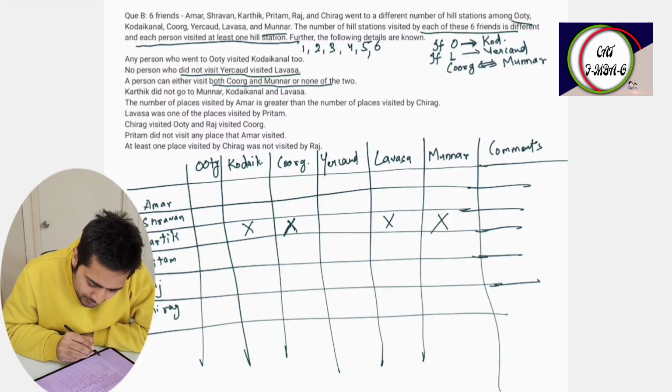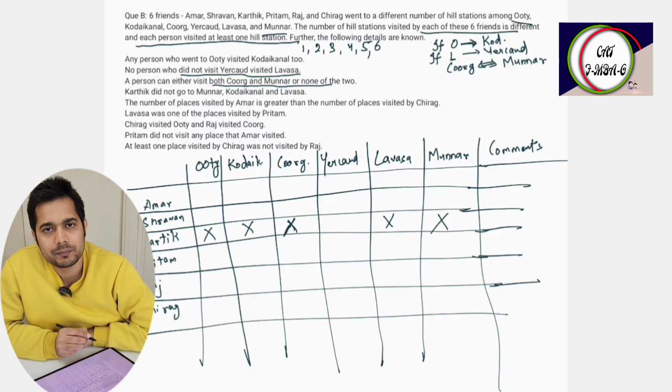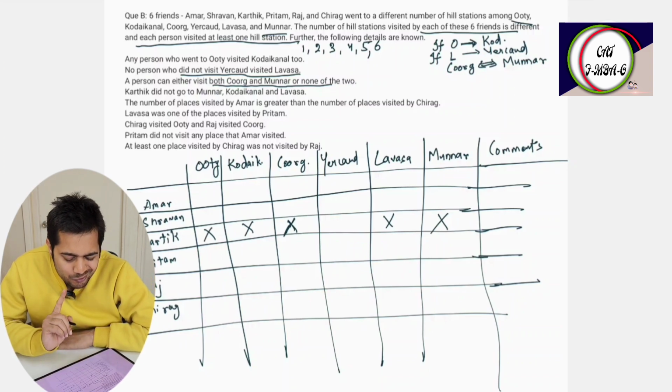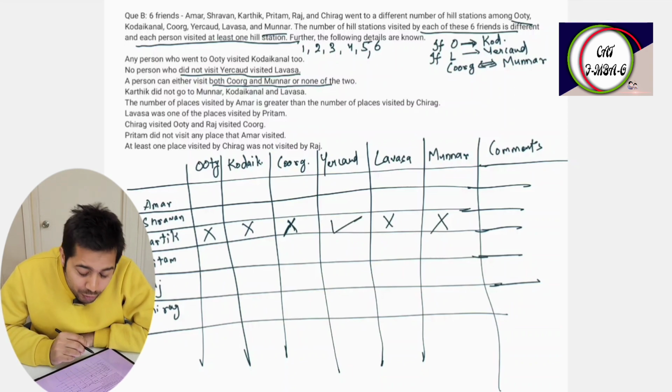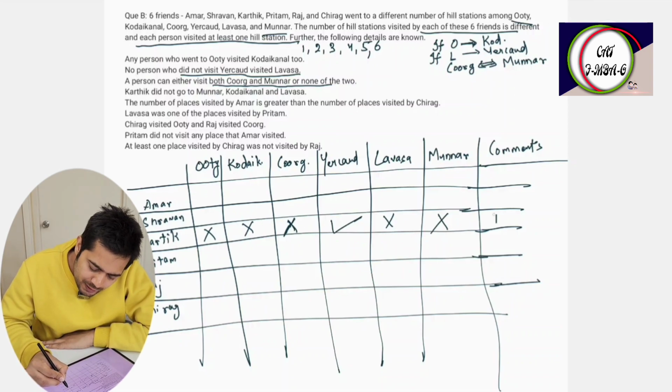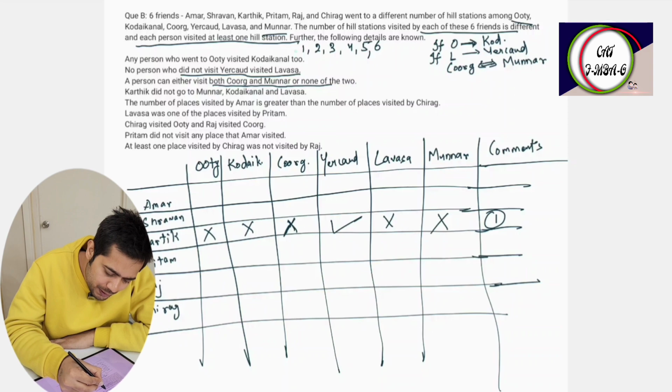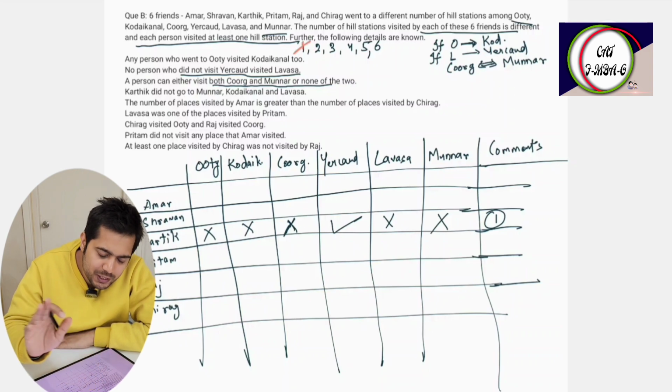And if Karthik did not go to Lavasa, then that person did not... If Ooty is there, then Kodaikanal is there. If Karthik did not visit Kodaikanal, then Ooty is not there either. So Karthik did not visit Ooty also. That means at least one hill station will be visited by every one of them. So Karthik visited Yerkaud. Got it? So Karthik visited one hill station. One is completed here; the place of one has been taken.